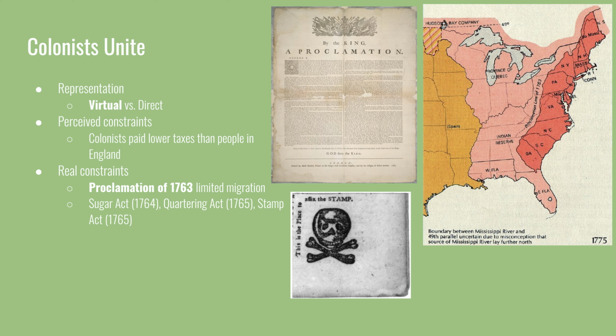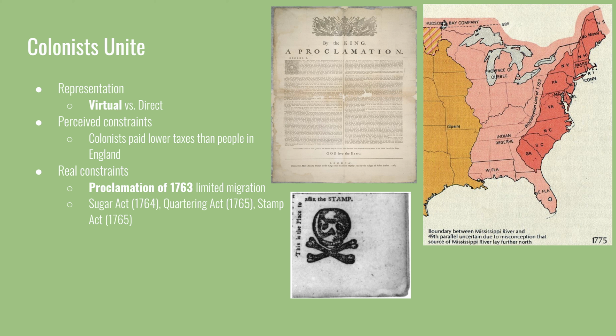Let's begin here with the representation that the colonists were seeking in Parliament. They wanted direct representation. That means that they wanted to elect members of Parliament that would directly represent the interests of the people living in the colonies. The parliamentary response to this was that the colonists were already being represented in Parliament by virtue of virtual representation. This means that Parliament already represents the interest of all British subjects, regardless of whether or not they had an opportunity to vote for those members of Parliament.